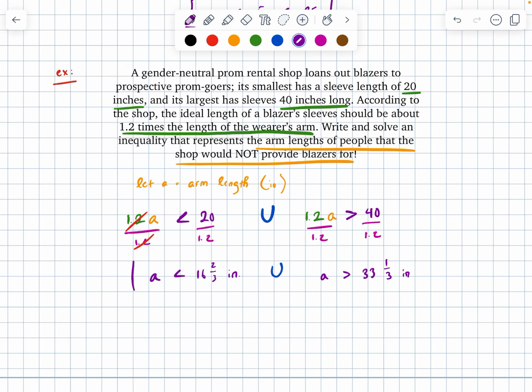So in this case, that tells me here, the people that I cannot provide a blazer for, either they have an arm length below 16 2/3 inches, or they have an arm length of 33 1/3 inches or more.